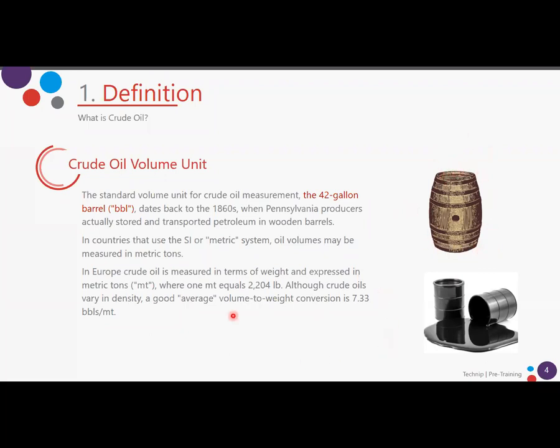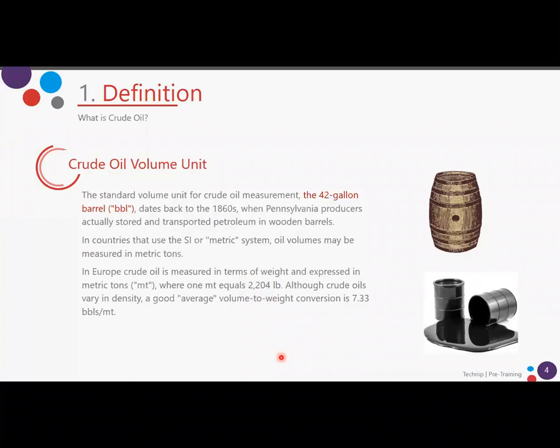In countries that use the metric system, oil volumes may be measured in metric tons. Because the density of crude oils is not the same, as a good approximation we can make the conversion to metric tons using more or less this conversion: 1 metric ton equals 2,204 pounds.